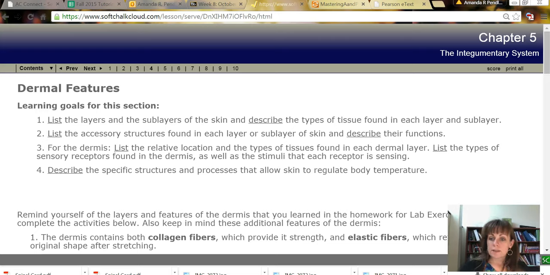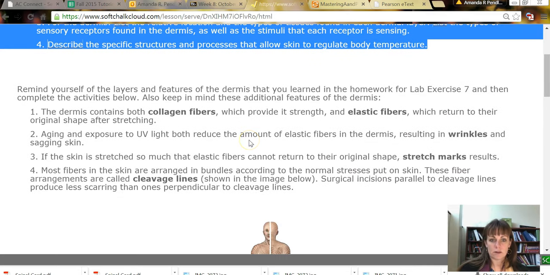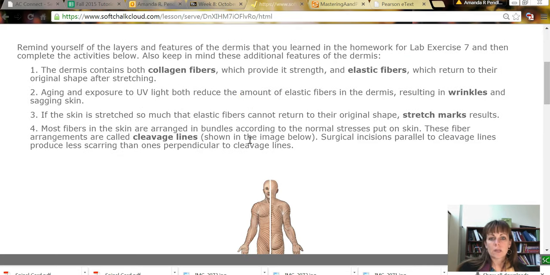Okay, so now I'd like to move on to the next layer of the skin, which is going to be the dermis. And so here we're going to be talking about dermal features, and that's where we're moving next. Again, make sure you're looking at these learning goals. These really spell out what the expectations are for you for this section.